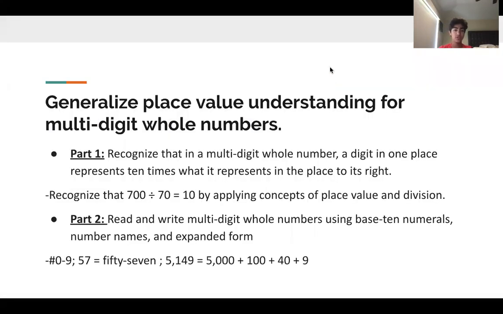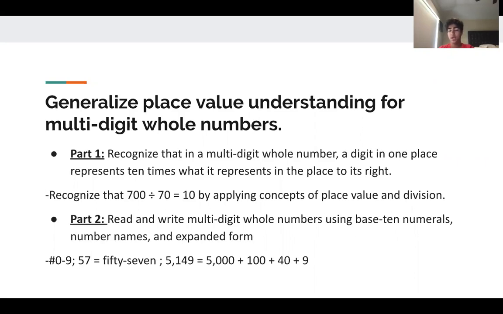First of all, you have to know how to generalize place value understanding for multi-digit whole numbers. Now, what does this mean? Let's look at the first part of this. We have to recognize that in a multi-digit whole number, a digit in one place represents 10 times what it represents in the place to its right. For example, we can recognize that 700 divided by 70 is 10 by applying the concept of place value and division. Since we know that 700 is 10 times the value of 70, if we're dividing 700 by 70, that's simply 10.